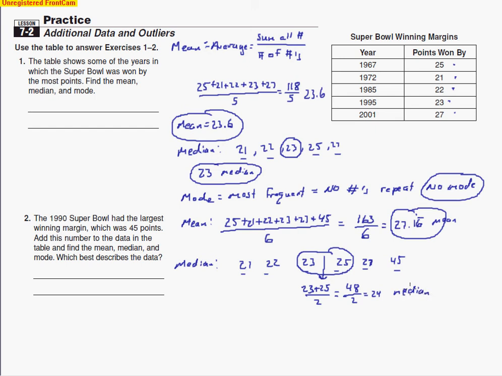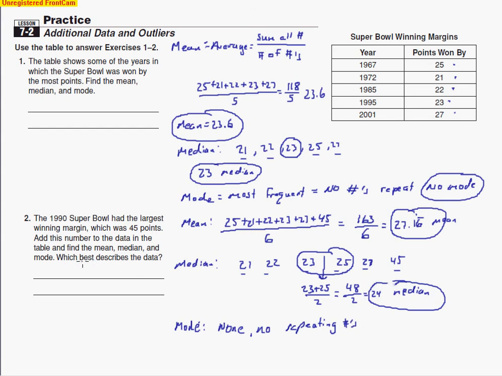And we look for that mode. But do we have a number that repeats? Still don't have a number that repeats. So there's no mode. So the mode, in this case, there is none. And the reason is we have no repeating numbers. Well, they ask us one other question here.